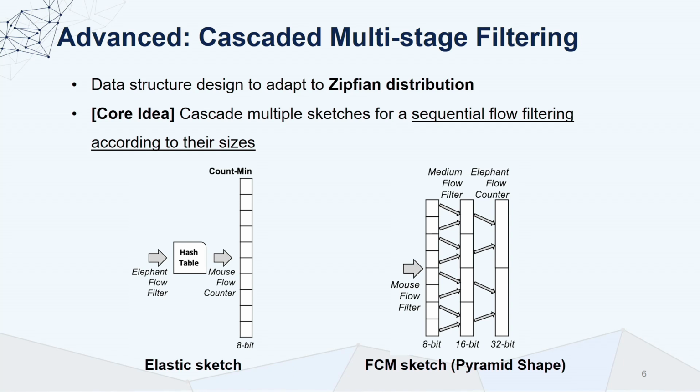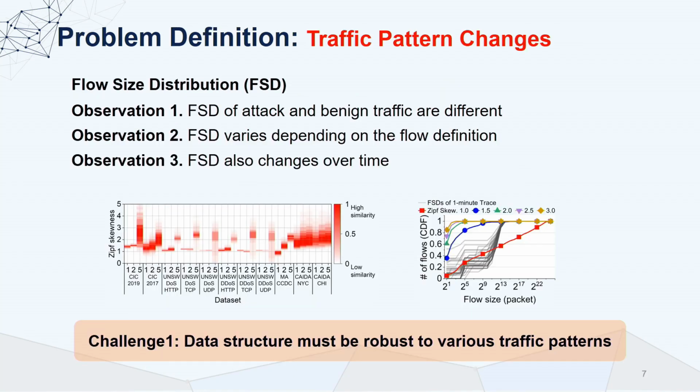In the case of elastic sketch, it first uses TCAM to filter elephant flows, and then stores mouse flows in the count-min sketch. FCM sketch has a data structure that reduces its counter size as the depth of the tree increases. It encodes flows from the lowest layer and cascades to the next layer only when the counter is saturated. Intuitively, these methods can work well on a particular flow size distribution. But these approaches cannot be a viable option due to the characteristics of the traffic.